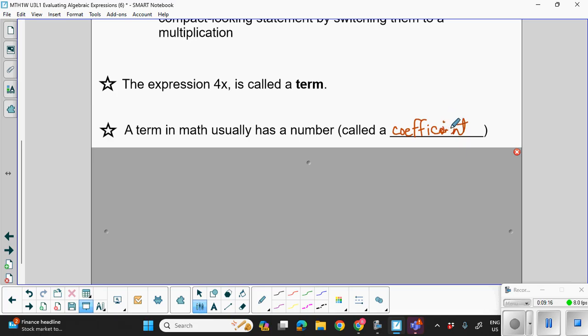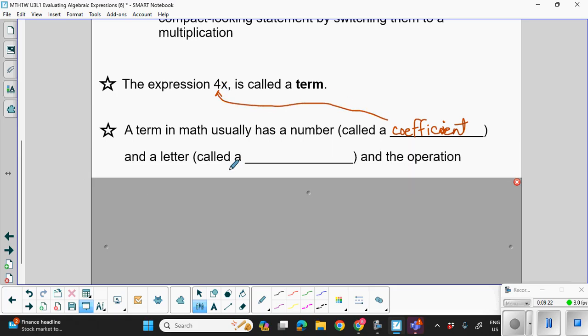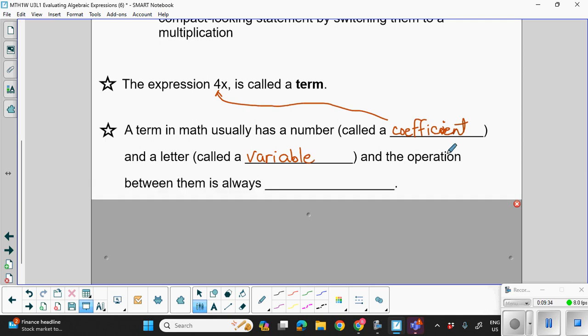No, I had it right. Okay, so in here, this is our coefficient. And I also have a letter, and we call that letter a variable. And this is really important. The operation between the coefficient and the variable is always multiplication.